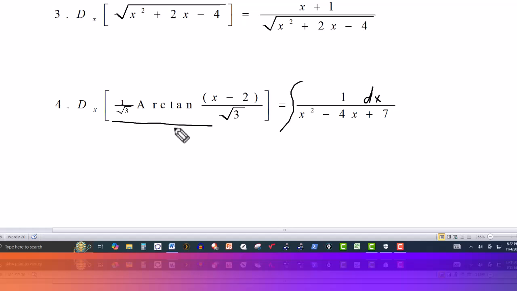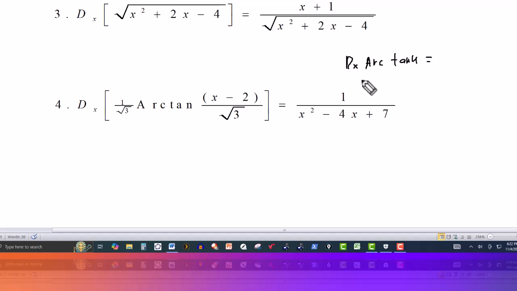Here we're just taking the derivative just to check it. Okay, so we just clear this. So I just want to take the derivative here. So the formula I'm using is simply the derivative of arctangent of u. That's the formula right here.